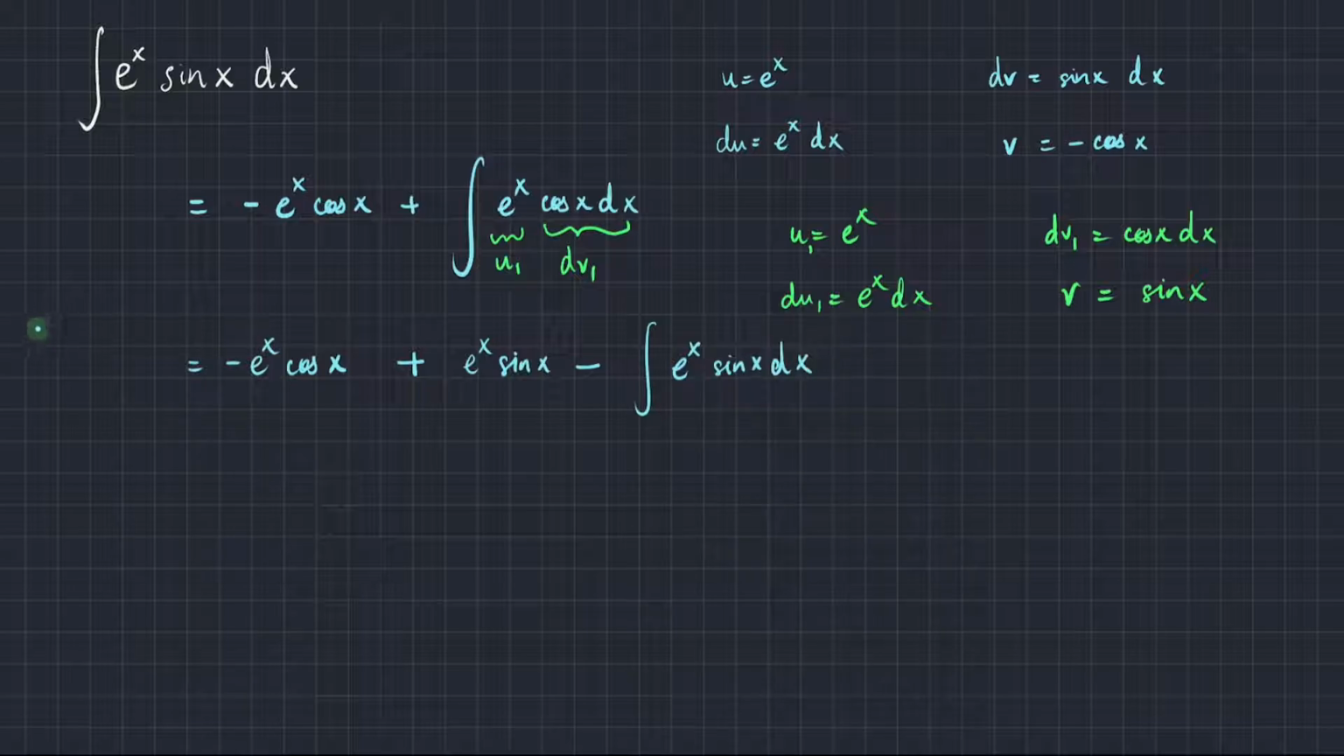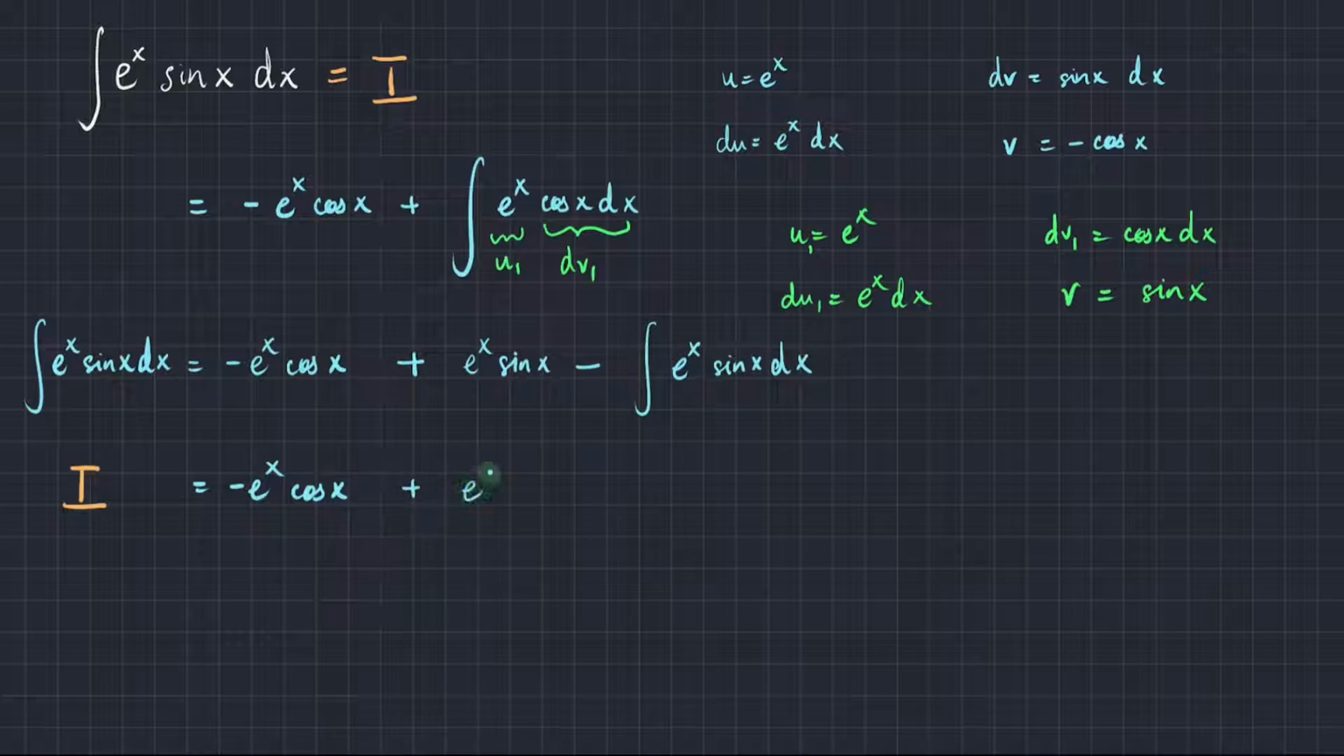And so we have the integral of e to the x sine x dx equals negative e to the x cosine x plus e to the x sine x minus the same integral e to the x sine x dx. We can convert this to an algebraic equation by simply setting integral of e to the x sine x dx as I. And so our equation has I equals negative e to the x cosine x plus e to the x sine x minus I.